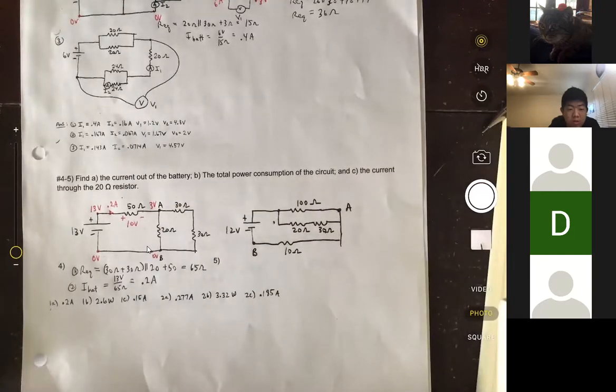And of course it would be 0.05 amps through the 60 ohm. So Alexa, is that good for number 4, or did I go too fast, or is there anything I should elaborate on?